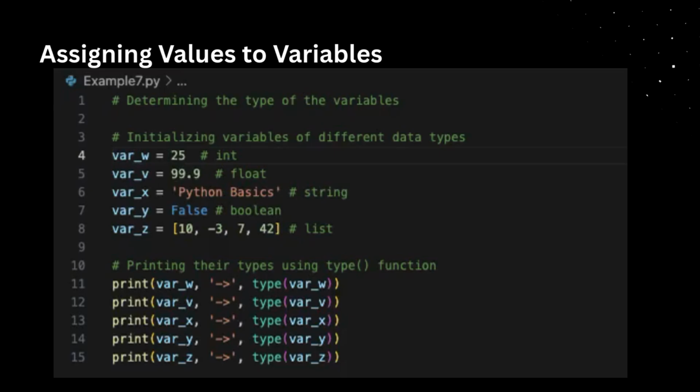var_w = 25, this is int. var_v = 99.9, this is float. var_x = "Python basics", this is string. var_y = False, this is boolean. var_z = [10, -3, 7, 42]. This is a list. Now we will print their types using type function.